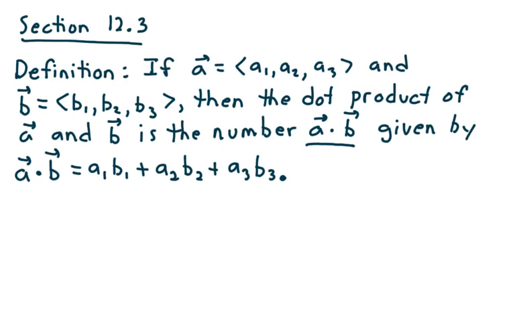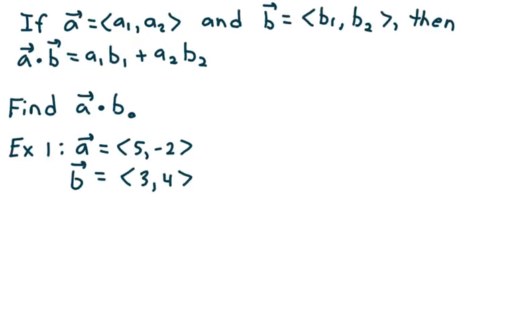Okay, now, although the definition is given for three-dimensional vectors, the dot product of two-dimensional vectors is defined in a similar way. So, in other words, if A is the vector A1, A2, so this is a two-dimensional vector, and B is the vector B1, B2, then A dot B is A1 B1 plus A2 B2. And we're going to go ahead and take a look at a couple of examples.